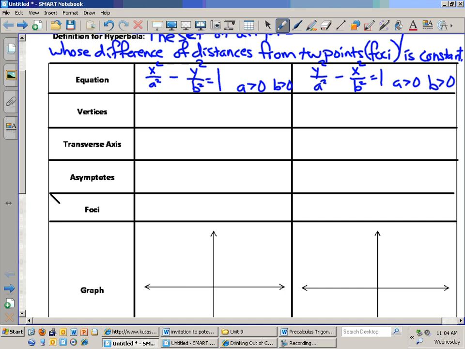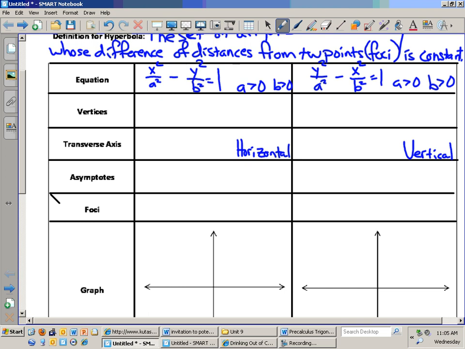So what changed from the first one to the second one? What changed? The x and y order changed. And that makes one of these a horizontal and one of these a vertical hyperbola.